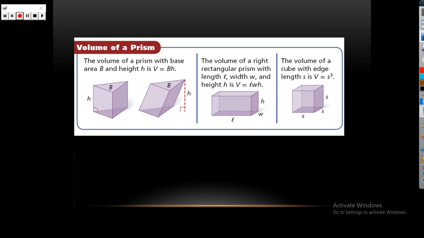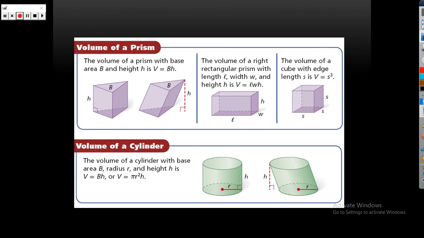Okay. The next one is the volume of a cylinder. We said before that V equals base area times height, and the base is a circle. So the area of a circle is pi r squared. So the volume is pi r squared times h. Okay, now let's go to our first example.